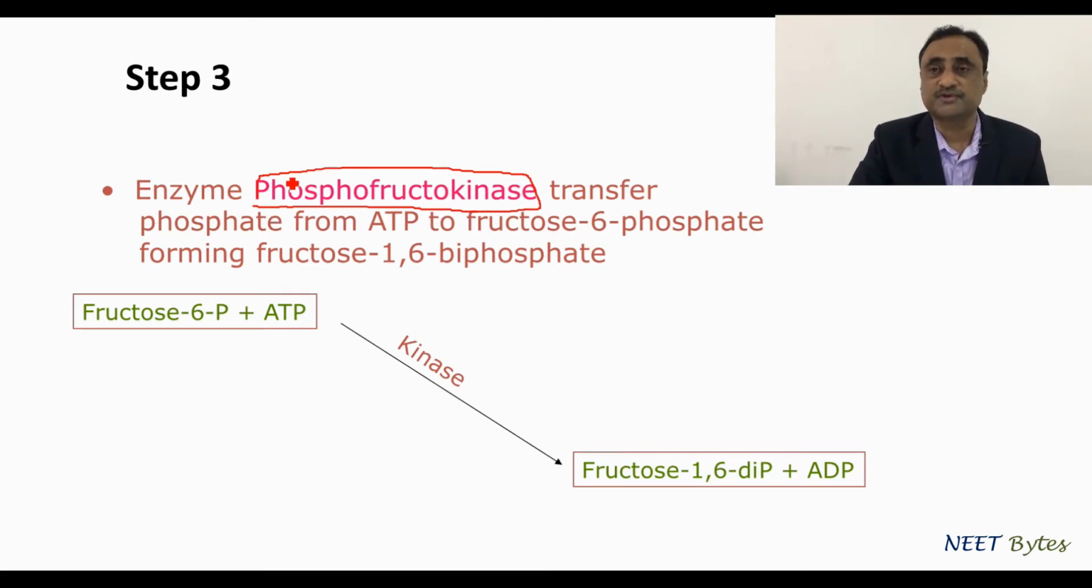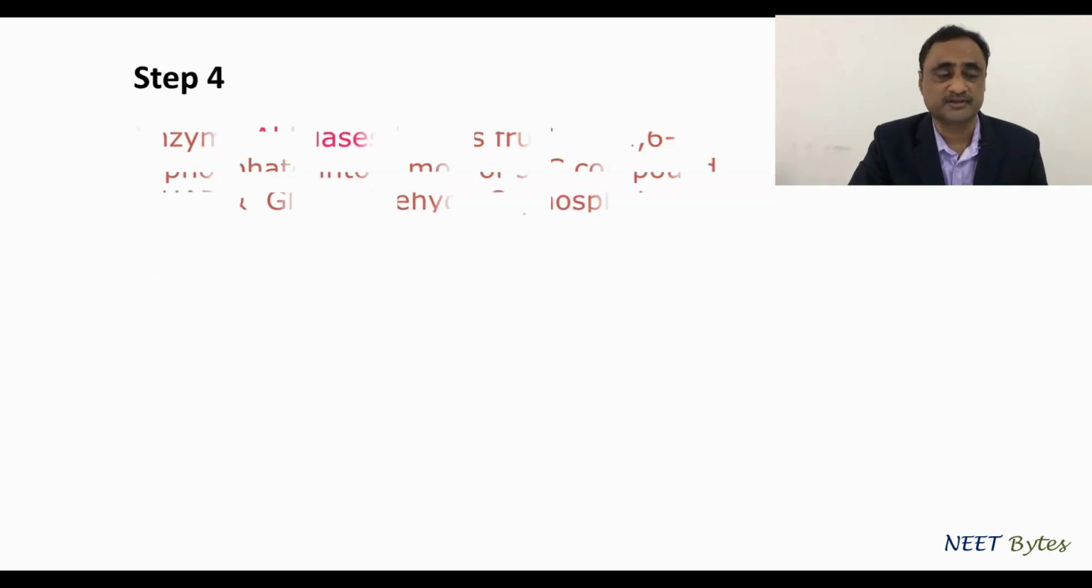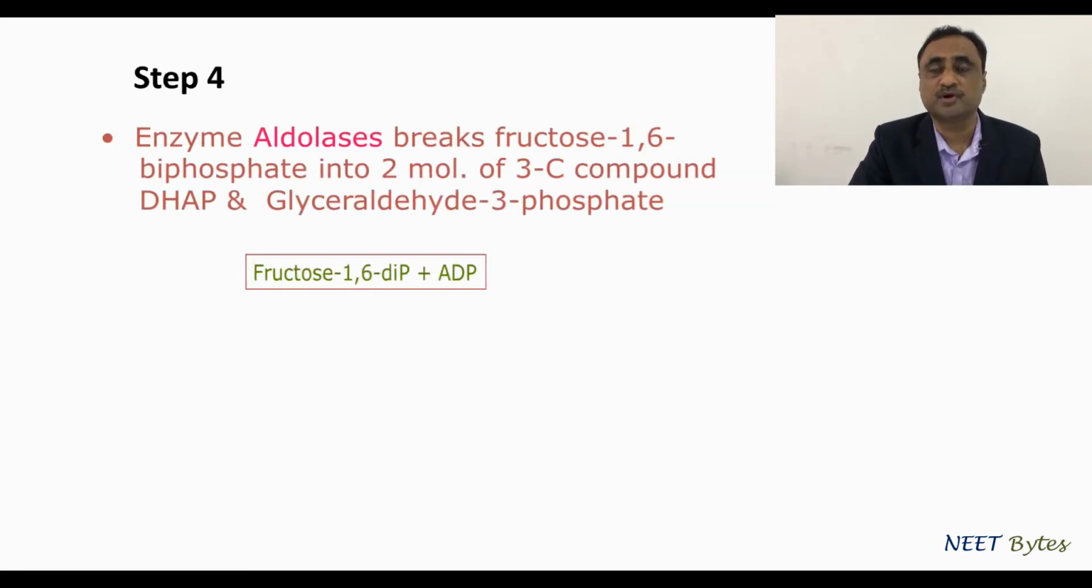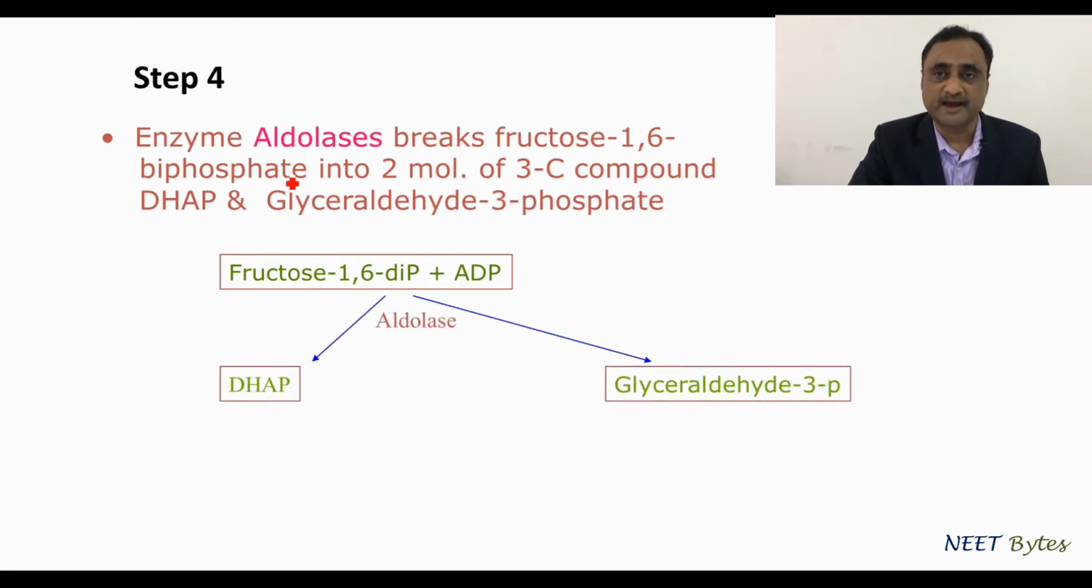Now this fructose 1,6-diphosphate in step 4 is broken down into 2 compounds of 3 carbons each. One is dihydroxyacetone phosphate and the second is glyceraldehyde 3-phosphate. Both of them are interconvertible in the presence of the enzyme we call isomerase, right?